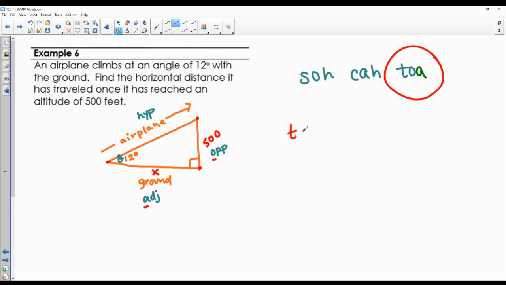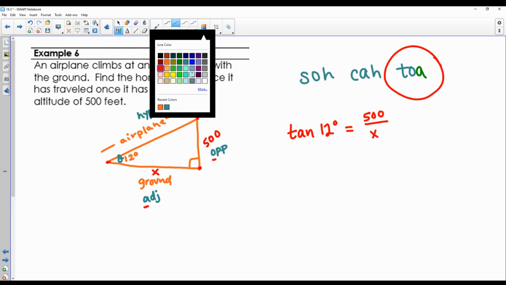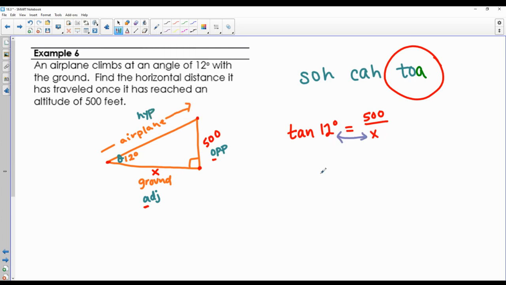We're going to use our tangent of theta, our tangent of our angle, which was 12 degrees, is equal to the opposite side, that 500, divided by the adjacent side, which is the X right there. All right, now let's just go ahead and solve for X. Remember, if X is on the bottom, it just flips places. So X is equal to 500 still on the top, but it's going to be divided by the tangent of 12 degrees. Okay, our calculator's the hero from here on. So we're just going to do the 500 and divide it by the tangent of 12 degrees.